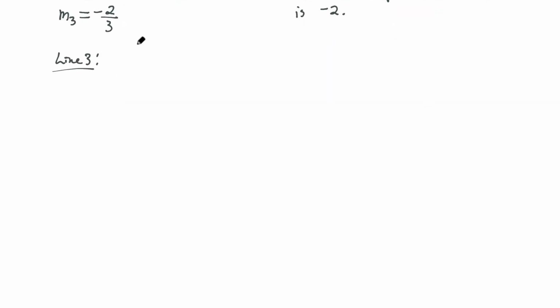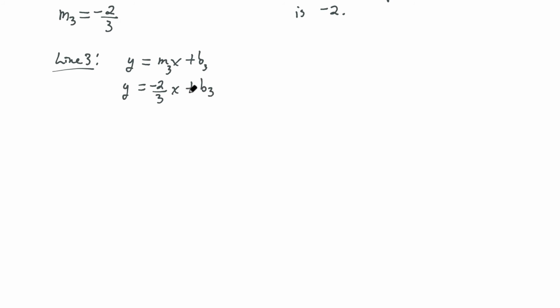So for line 3, we have y is equal to mx plus b is the form of the equation, and let's say that this is m3. y is equal to m3 times x plus b3, where m3 is the slope of line 3 and b3 is the y-intercept of line 3. So to figure out this equation, first off, we have m3 already. So we have y is equal to negative 2 over 3, which we determined before, times x plus b3.